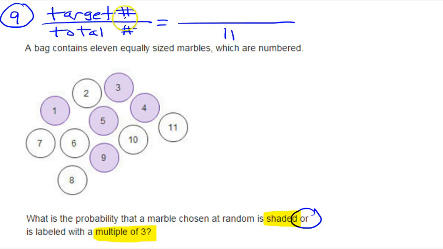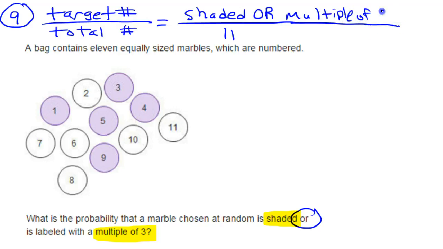Now, in terms of the target number of outcomes, we wanted to find the probability of choosing a shaded one or one that's a multiple of 3. So shaded or multiple of 3. Okay, so we know the denominator is going to be 11. All we need to do is figure out how many marbles are either shaded or a multiple of 3. So you could just count.